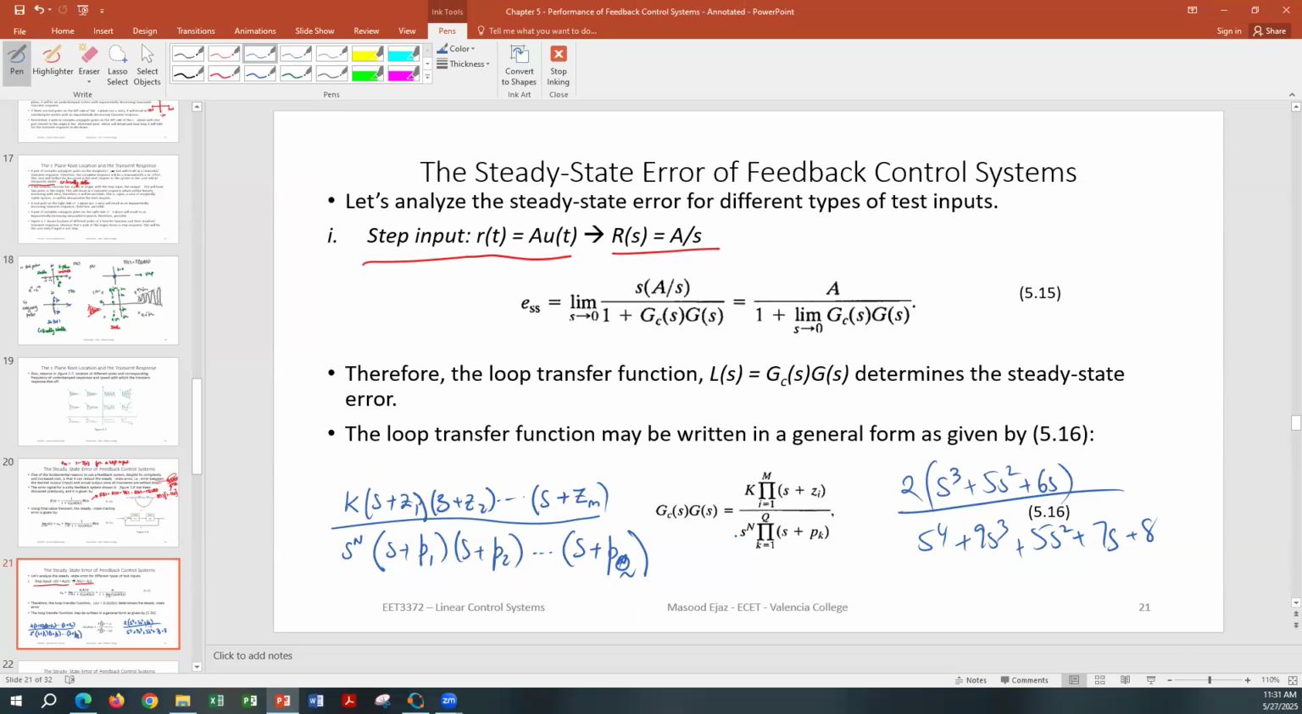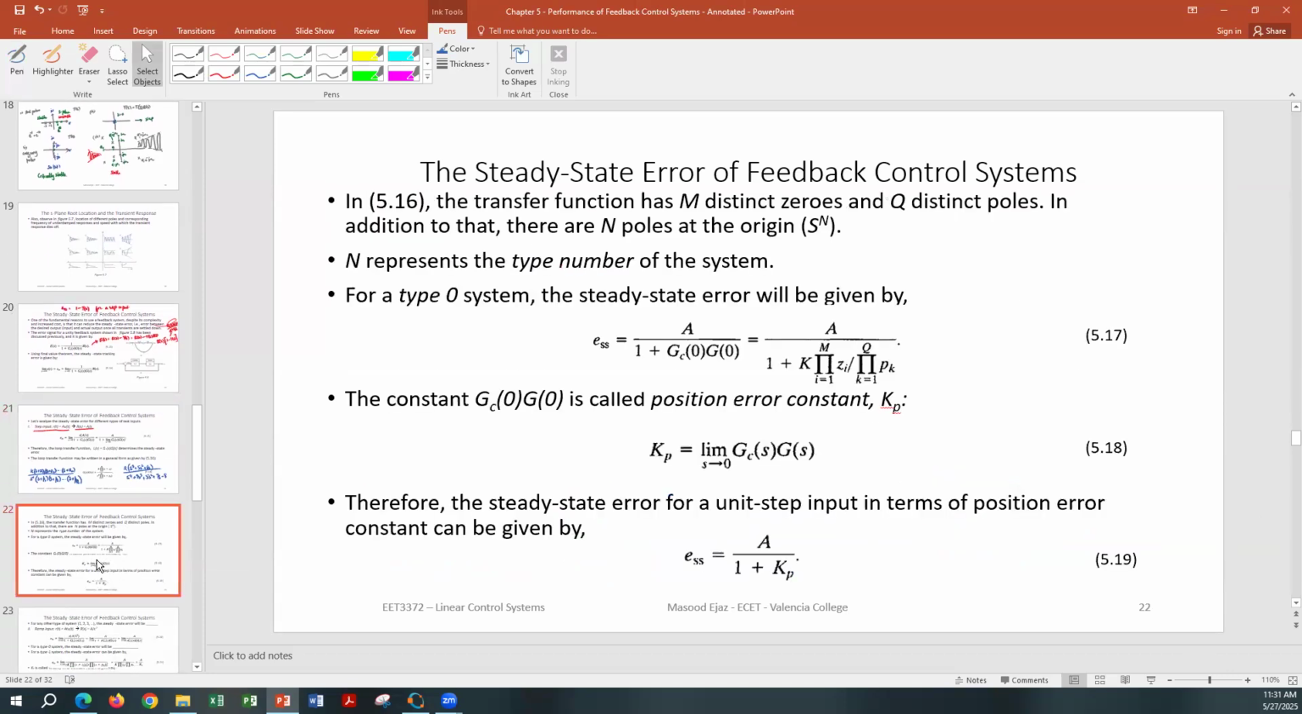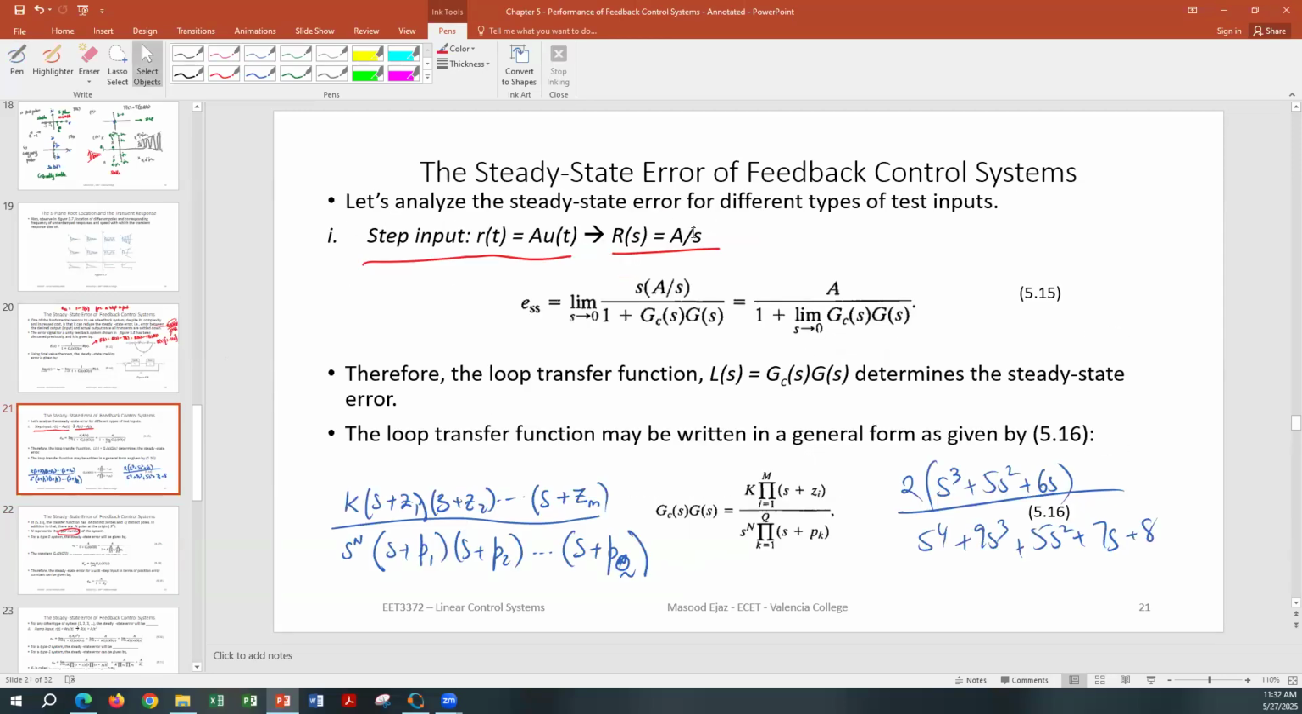You can have no poles at the origin, you can have one pole at the origin, whatever you want. In 5.16, the transfer function has m distinct zeros and q distinct poles. In addition to that, there are n poles at the origin, s to the power n. n represents the type number of the system. So the number of poles that you have at the origin represents the type number of the system. Once again, this is when R(s) is equal to A over s. Right now, that's the case we are discussing, the unit step input.